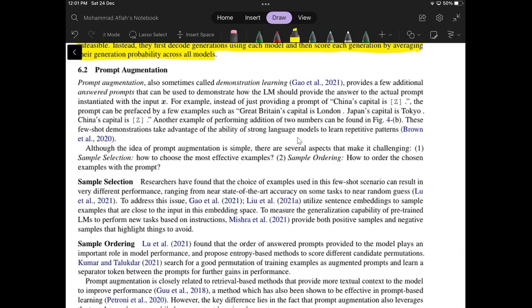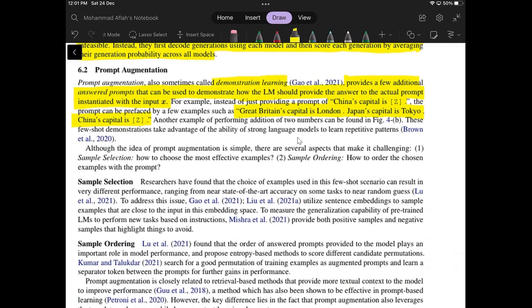Then you have prompt augmentation. Prompt augmentation, also called demonstration learning, provides a few additional answered prompts that can be used to demonstrate how the language model should provide the answer to the actual prompt instantiated with the input text. For example, instead of just providing a prompt of China's capital is Z, the prompt can be prefaced by examples: Great Britain's capital is London, Japan's capital is Tokyo, China's capital is Z. So this would give the model more context about what they're looking for.